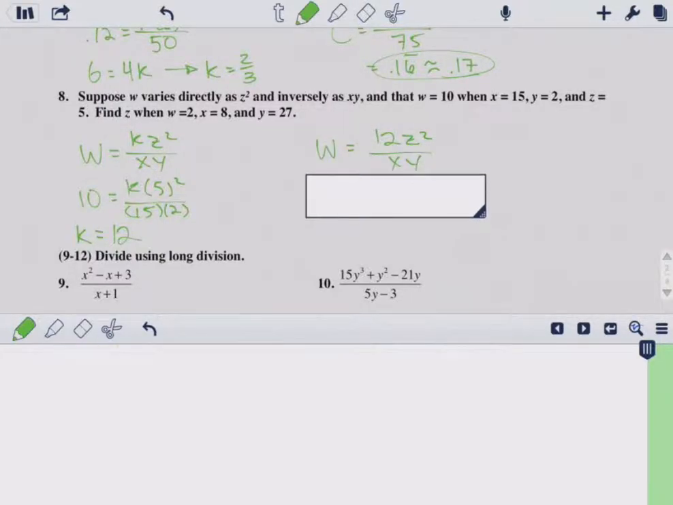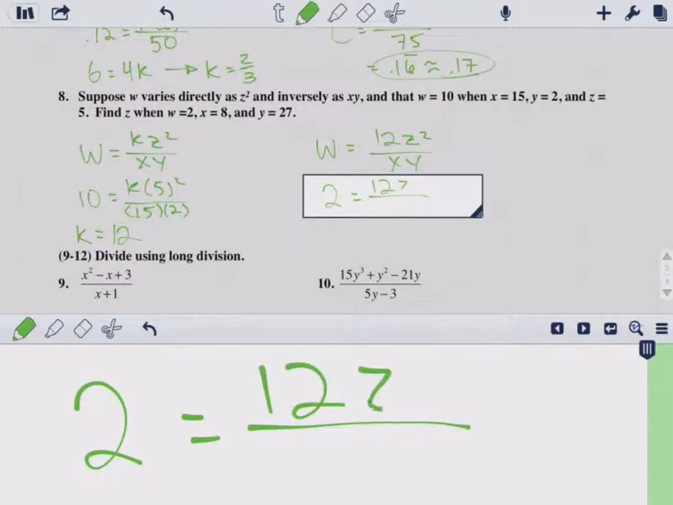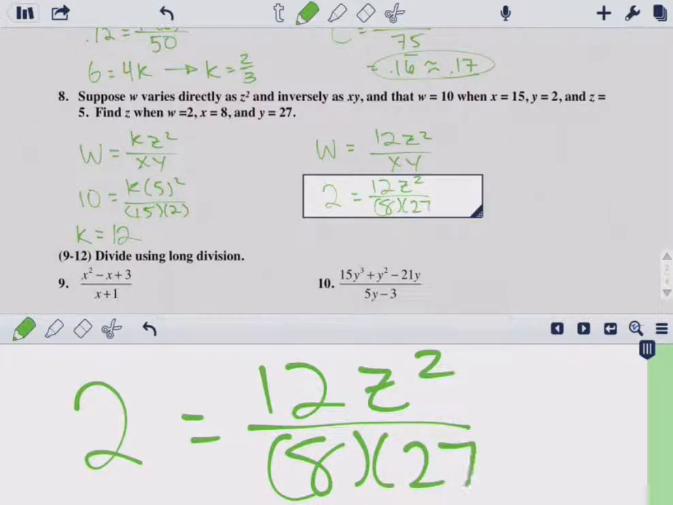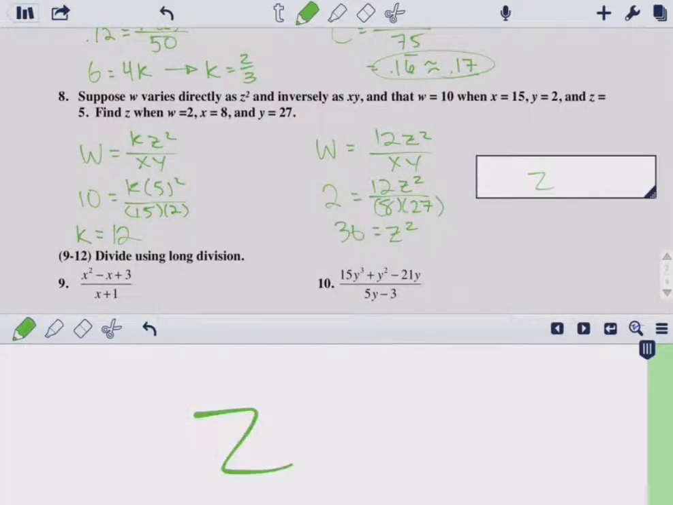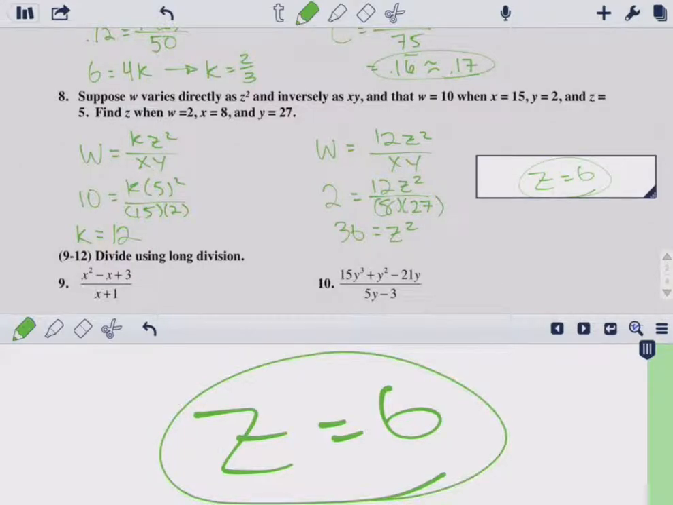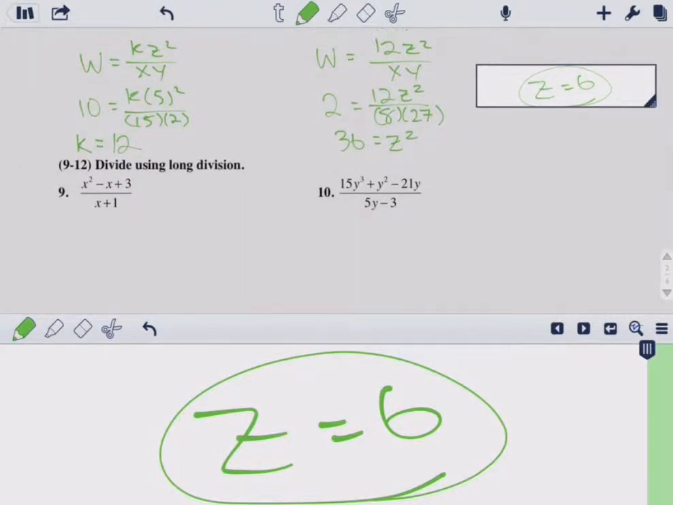Now, find Z when W is equal to 2, X is equal to 8, Y is equal to 27. So 8 times 27 is 216, times 2 is 432, divided by 12 equals 36. So this tells me that 36 equals z squared, which tells me z equals 6. So that's it for the variations.